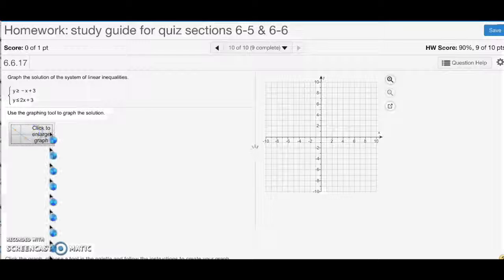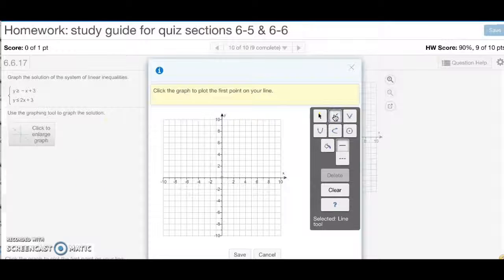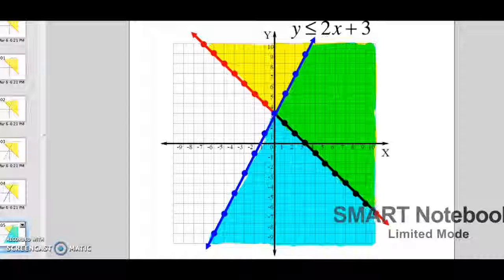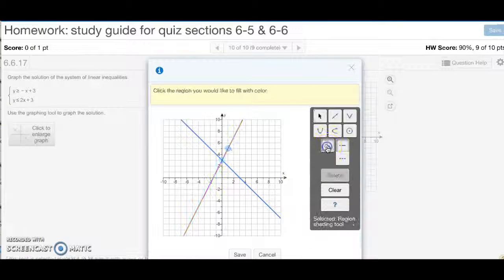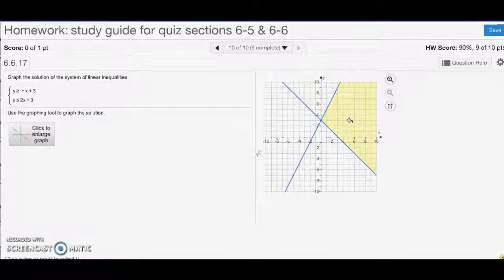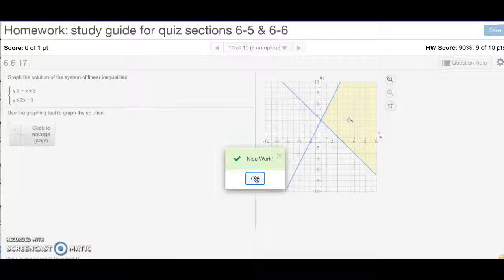Graphing that on MathXL, I have for my first inequality a y-intercept of 3 and a slope of negative 1, so I go down 1 to the right 1. For my second one, I also have a y-intercept of 3, but I have a slope of 2, so I go up 2 to the right 1. Now my shaded portion is right here on the green part, so I will shade here, press save, check answer, and that is number 10 in the study guide for quiz sections 6.5 and 6.6.